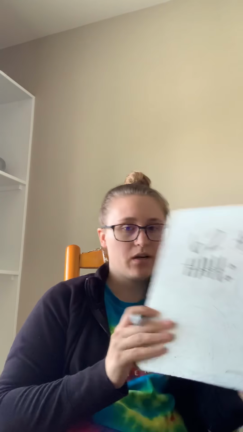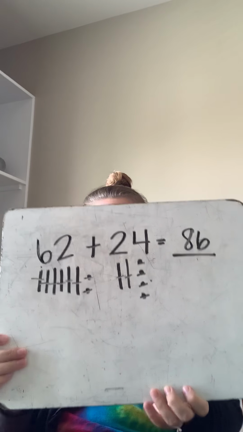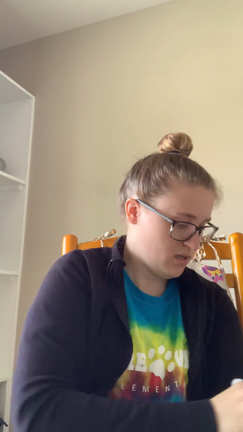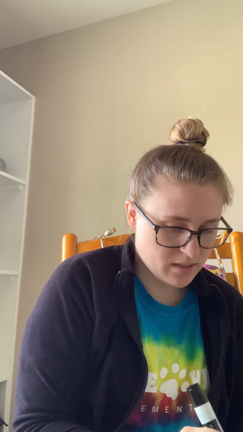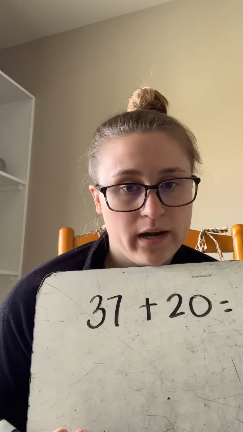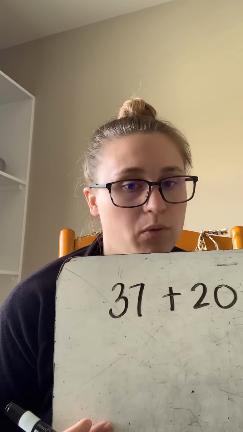So I write my answer in, and then I can move on to my next problem. Okay, I'll go ahead and show you one more, just so we can kind of get the hang of it. So our next problem is going to say 37 plus 20 equals blank. Okay, here we go. So step 1, I need to draw my first number with rods and dots.